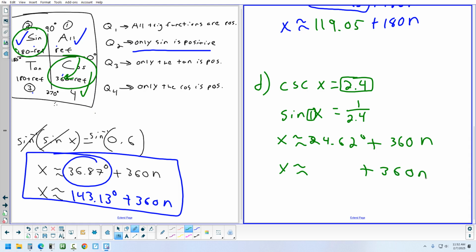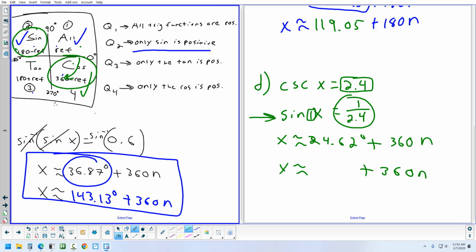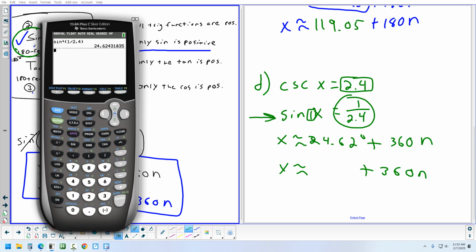All right. What trig function are we working with right there? Sine. And we want to know where the sine is what kind of number? Positive. 1 divided by positive 2.4, that's a positive. So you need an answer in quadrant 1 and quadrant 2. That's where sine is positive. So what am I going to do with the 24 to get my other answer? Subtract it from 180. Yep. So 180 minus that answer, 155.38.